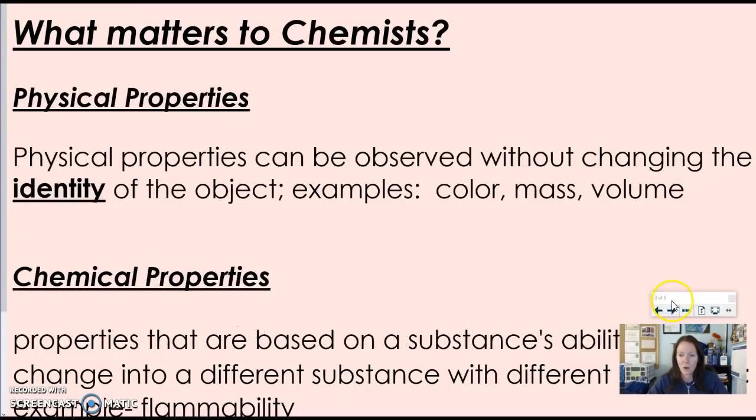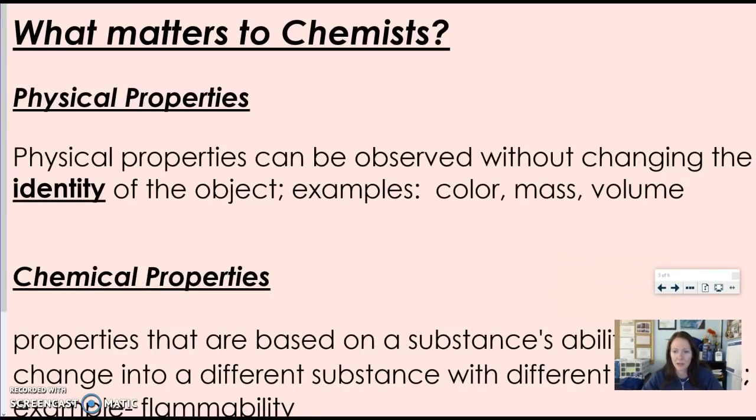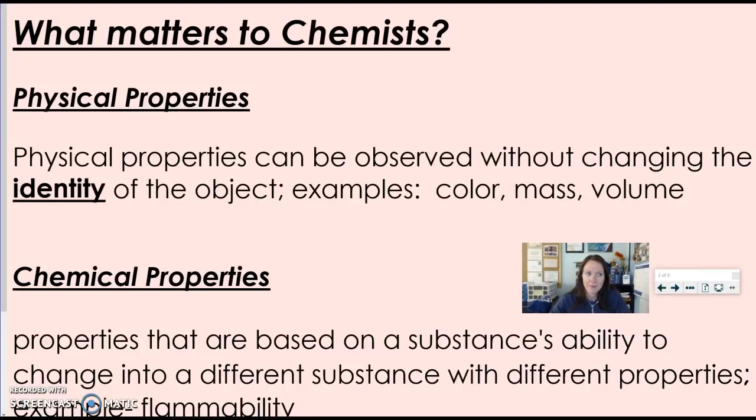Okay, so what matters to chemists? Well, when a chemist studies this stuff, the stuff around us, water and erasers and phones and all of the things that are around us, they're going to look at 2 different categories of characteristics or properties. They look at the physical properties of matter and they look at the chemical properties of matter. Let's first start with what are the physical properties.